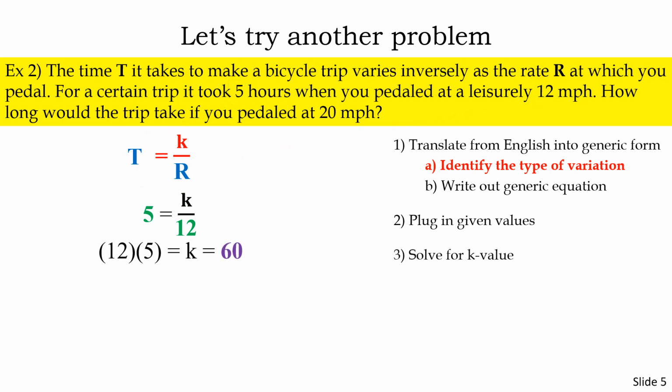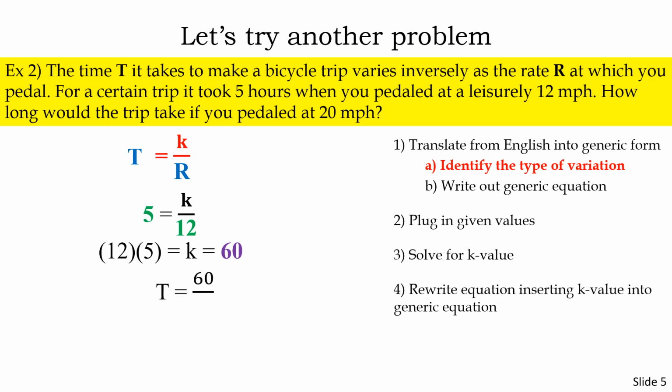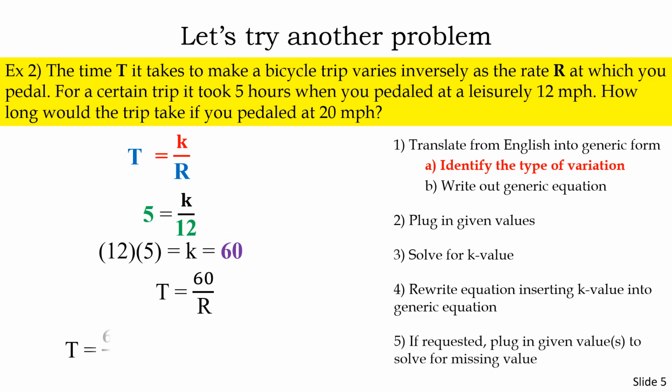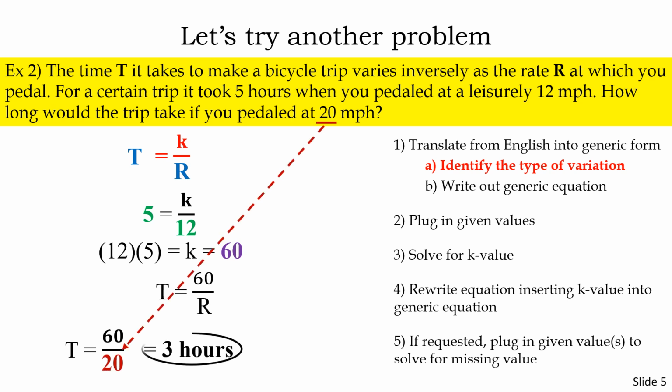Solve for k, so k turns out to be 60. Rewrite, so we plug in the k number, t equals 60 over r. And if requested, which it does request, what would be the time when r is 20? So we plug it in and we get 3 hours.